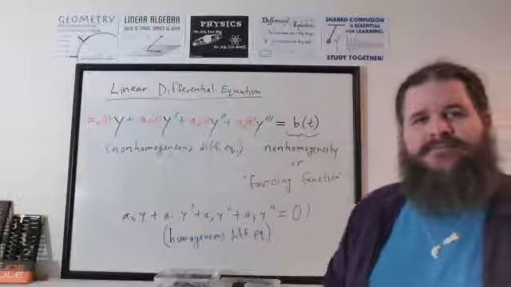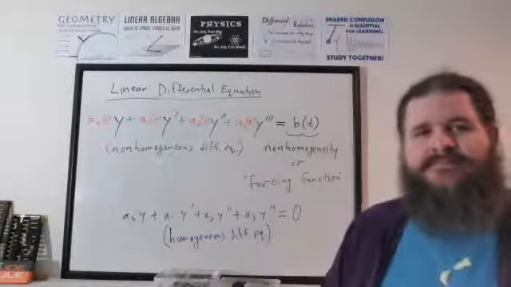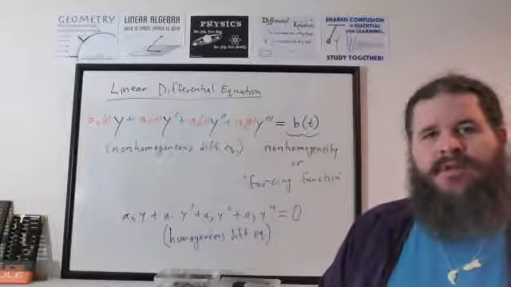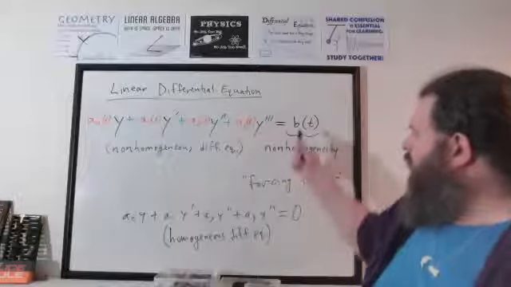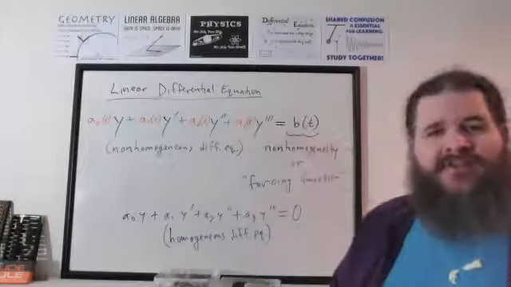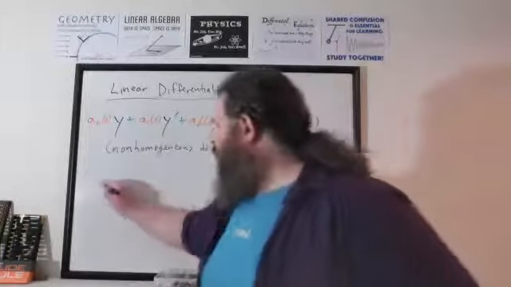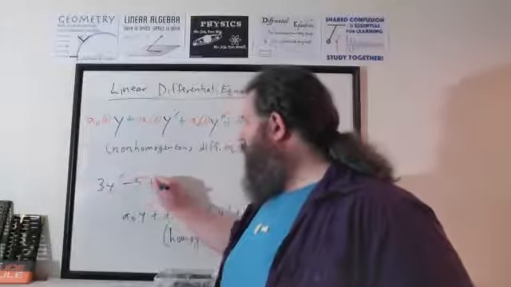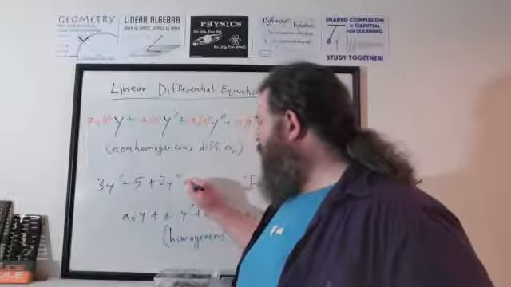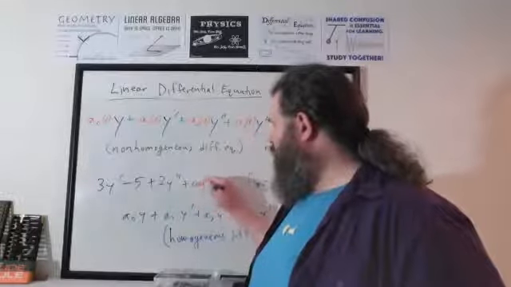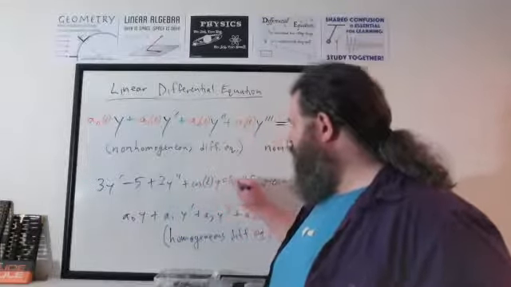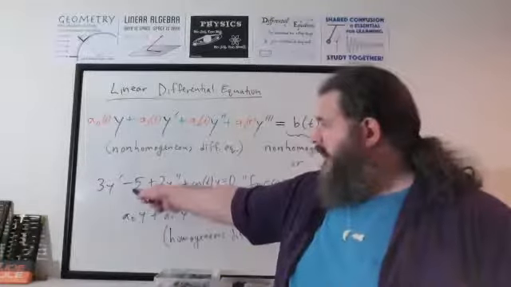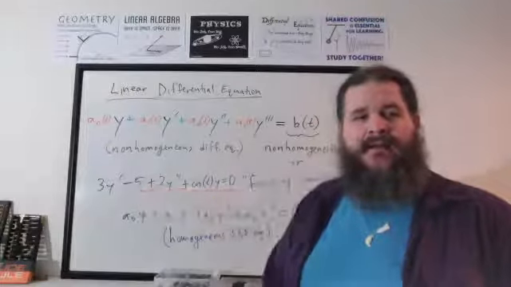Just to clarify, so if it's just equal to any other constant that doesn't depend on t, that's homogeneous, right? If there's any term that doesn't have y in it, it would count as non-homogeneous. So for example, if you had, let's say, 3y prime minus 5 plus 2y double prime plus cosine of t y equals 0. This would actually be non-homogeneous because it has this term without y in it.